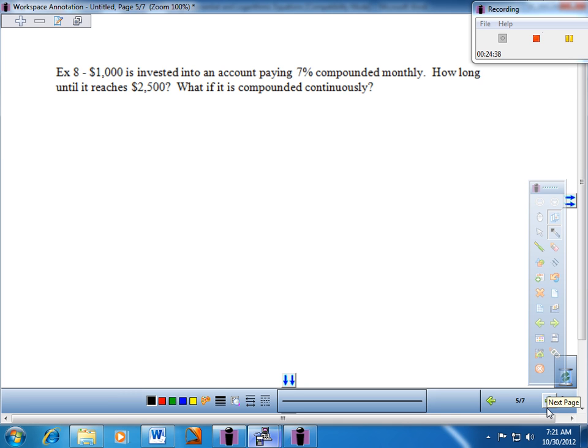Example 8. $1,000 is invested into an account paying 7% compounded monthly. How long until it reaches 2,500? And what if it's compounded continuously? So it looks like we're going to do 2 of these. And just to start getting back into this a little bit, the hope is you know your compound interest formulas. That would be for anything except continuously. And of course, the PERT formula would be for continuously.